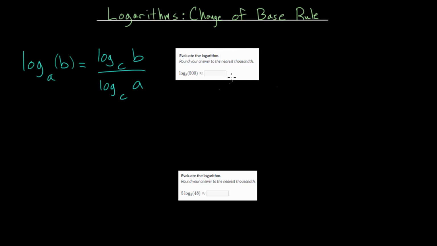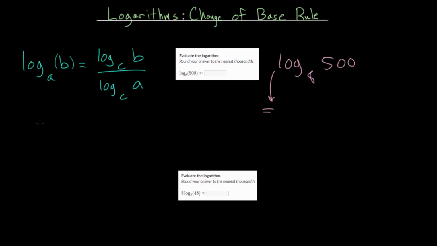So with this first problem, we're evaluating this logarithm. This is log base 8 of 500, and we want to approximate it. We want to round it to the nearest thousandth place. So we'll need to use our change of base rule.